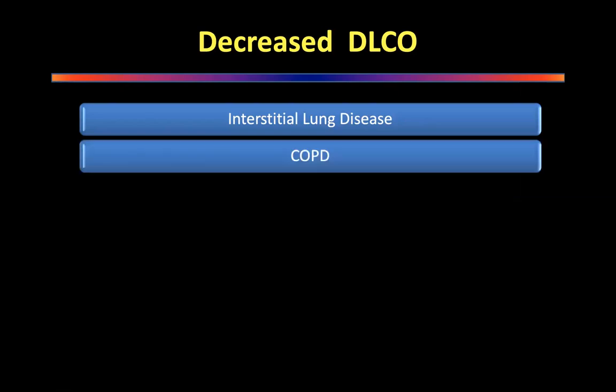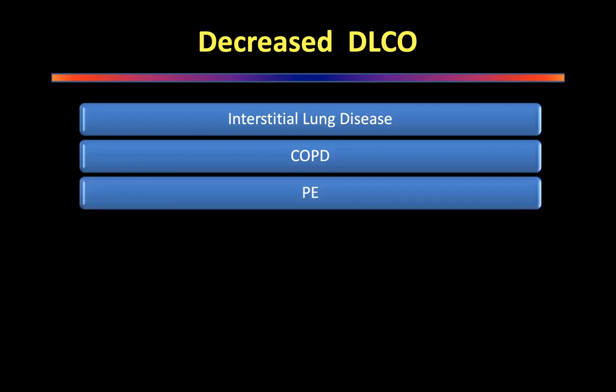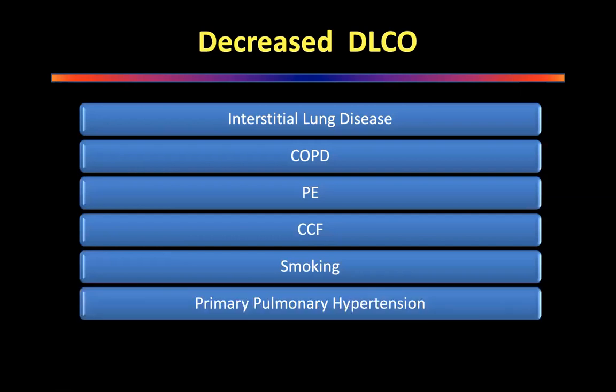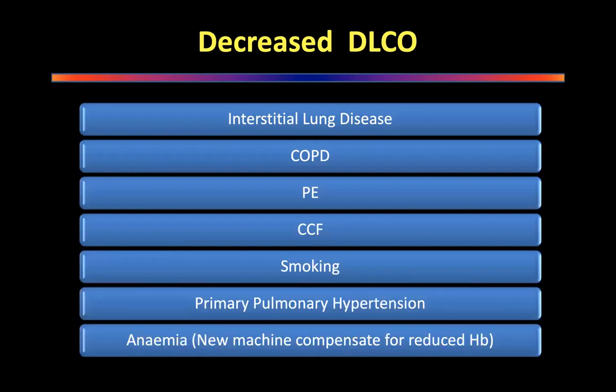So what are the clinical conditions in which DLCO is reduced? Interstitial lung disease, COPD. Each one of these is self-explanatory if you've understood the philosophy of the test. Pulmonary embolism, CCF, smoking, primary pulmonary hypertension, and anemia. But as I said, the new machines can compensate for the reduced anemia.